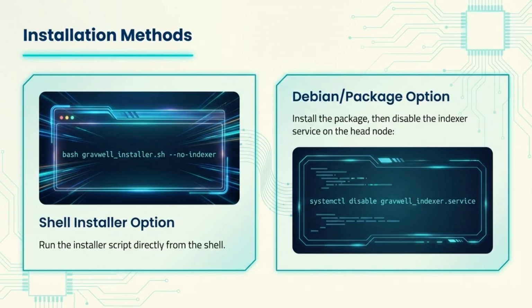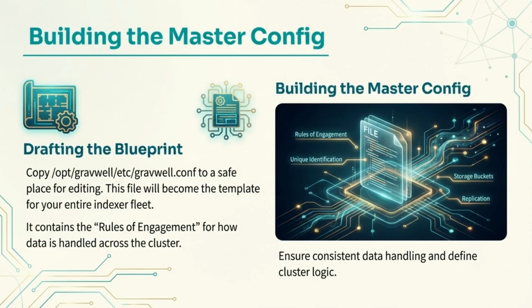You have two installation methods for the web server. For the shell installer option, run the script with the "no indexer" flag. If using the Debian or package option, install the package, then use "systemctl" to disable the indexer service on the head node. Next, build the master configuration. Copy /opt/gravwell/etc/gravwell.conf to a safe location. This file will be the template for your entire indexer fleet, defining the cluster's rules of engagement for data handling.